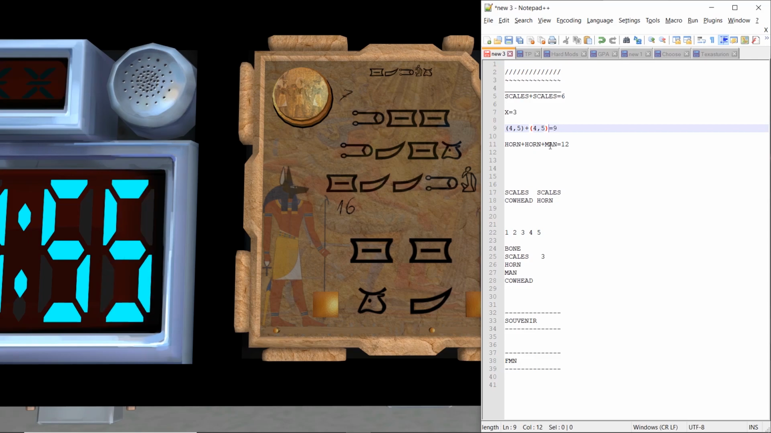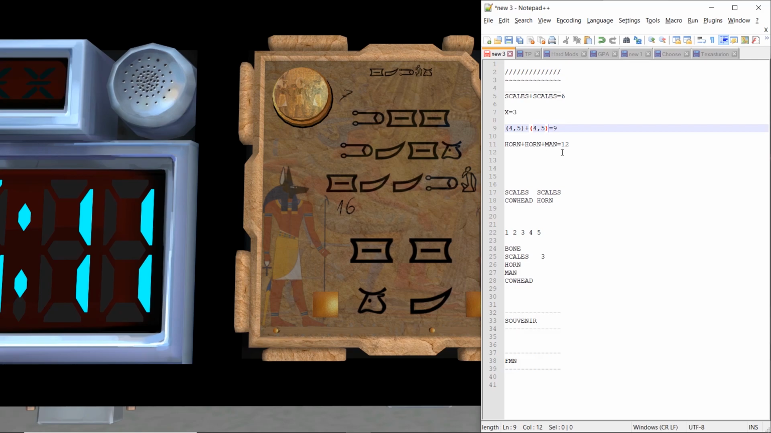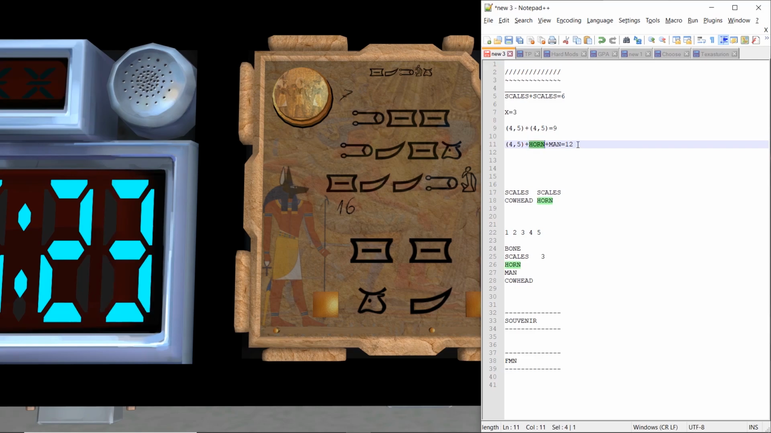Now, along with this, we have the bottom equation, which is horn. Oops, my bad. Wait, no, I'm correct. Sorry. Now we have the bottom equation, where horn plus man equals 12. And again, like before, we replace horns with the two possible values.